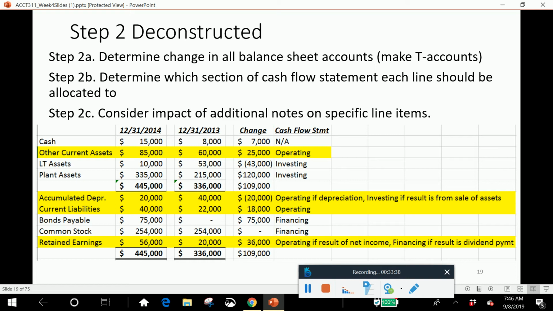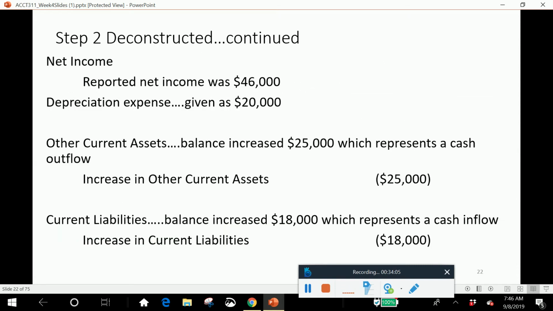Okay, if you think about a current liability, think about it in terms of accounts payable, right? I have two options when I pay for things. I can either pay cash or I can request to pay on account. If I request to pay on account, that creates a liability. So if I instead paid on account versus cash, that in theory means I have more cash. So current liabilities, the balance increased $18,000, which represents a cash inflow, increase in current liabilities.